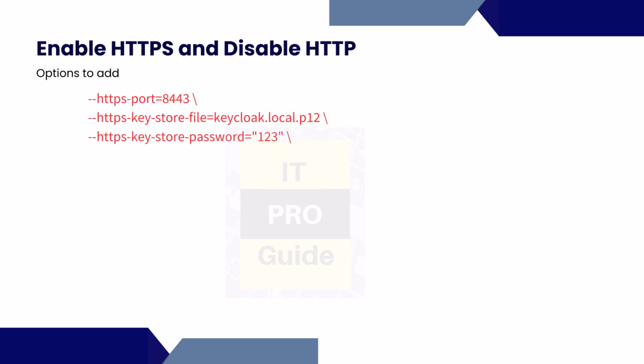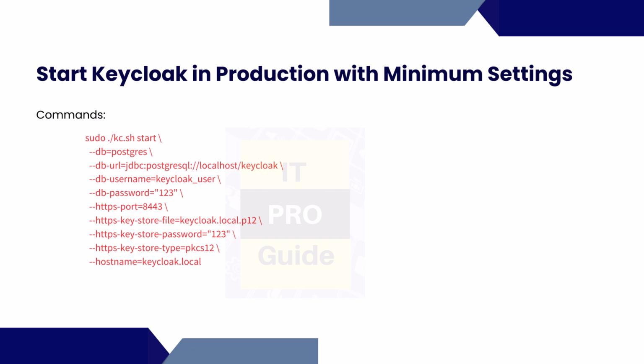Then we have to enable HTTPS and disable HTTP. That is also done over the command line. We provide the port number, the certificate file, and also the certificate password. So we combine everything and we're going to start Keycloak in production. There is nothing new here. The only difference is that instead of kc.sh start-dev for the development mode, for the production mode we use kc.sh start only.